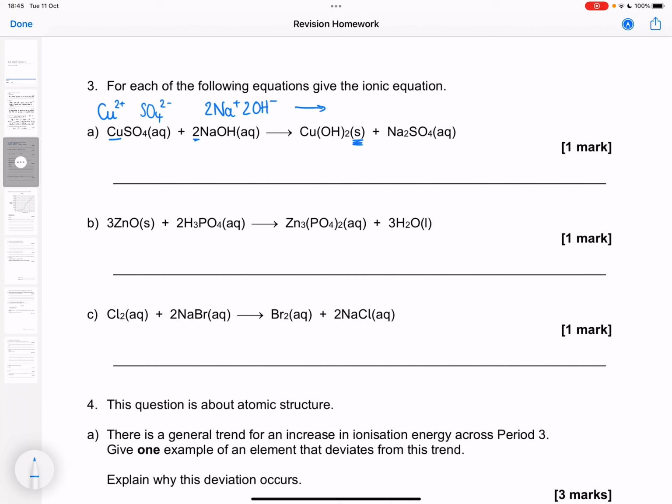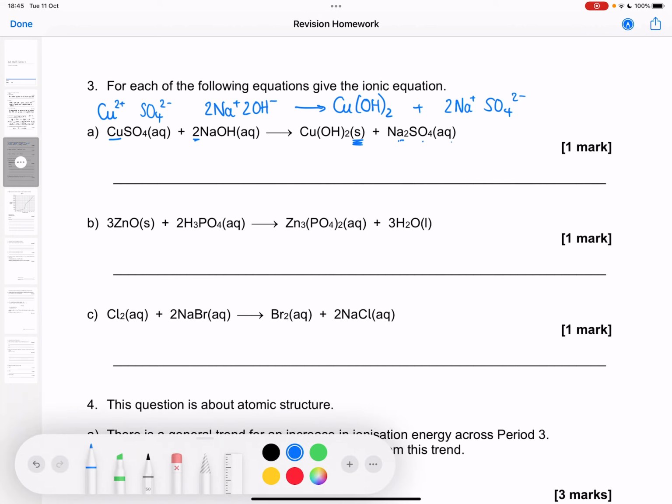Now the next thing is solid, so we do not split it. If it is solid, liquid or gas, we only split if it's aqueous and ionic. Then we've got sodium sulfate, which is aqueous, so that would be ionic. It's got a sulfate ion in it, and it's got 2 sodium because of the Na2. We know that a sodium ion is a 1+. We've got 2 of those.